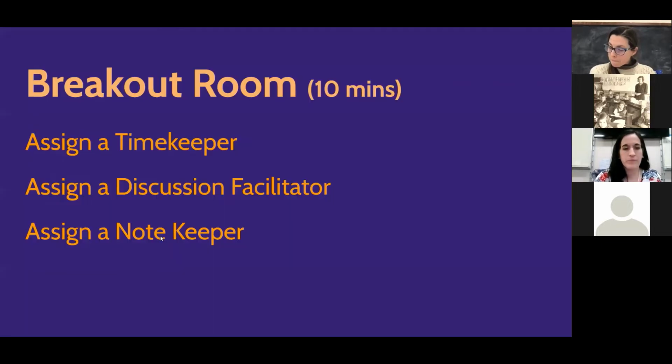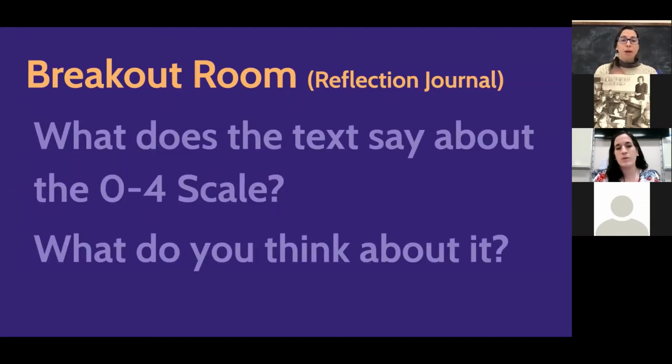So what we're going to do is go into the breakout room, and please assign, again, a timekeeper, a discussion facilitator, and a note keeper to talk about, and if you go to the next slide, in our breakout room, what does the text say about the 0 to 4 scale, and what do you think about it? Do you think this is a good compromise?